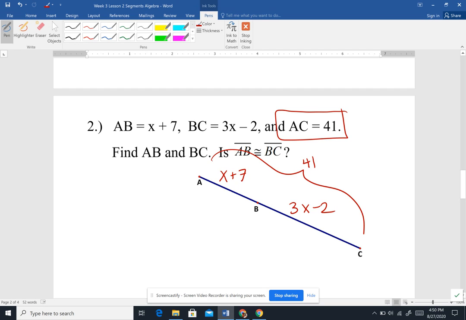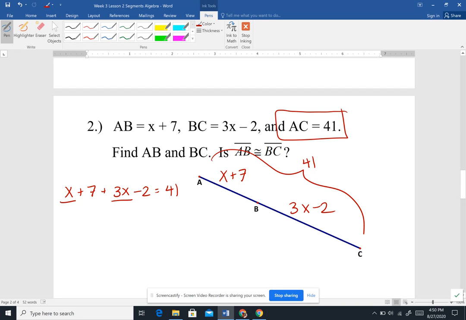So we don't know that two things are equal. We just know what something is for the total length of both of those segments put together. So what I'm going to do is add the two segments up this time. When two things are congruent to each other, you can set them equal to each other. When you know a total length, you can add things up. I'm going to combine like terms because they're on the same side of the equal sign.